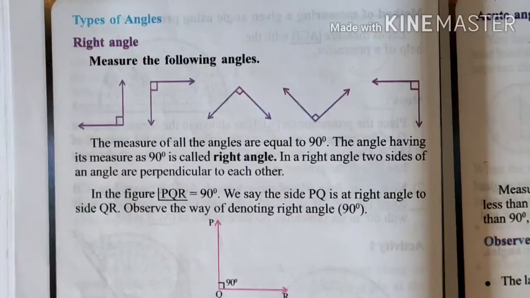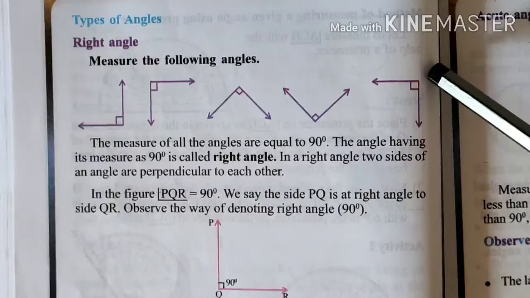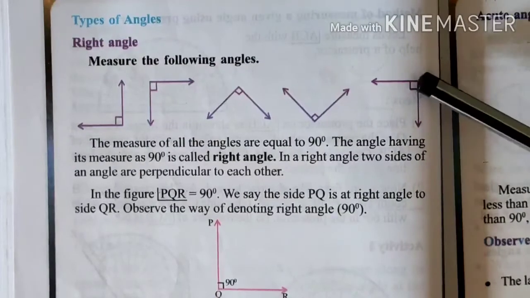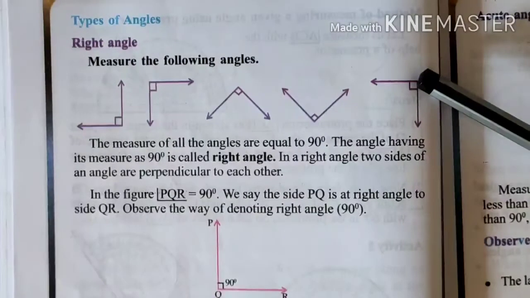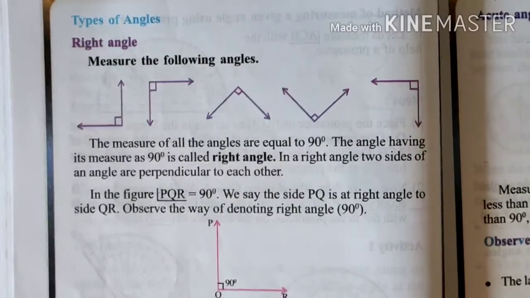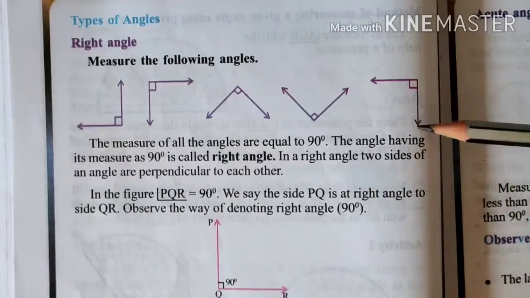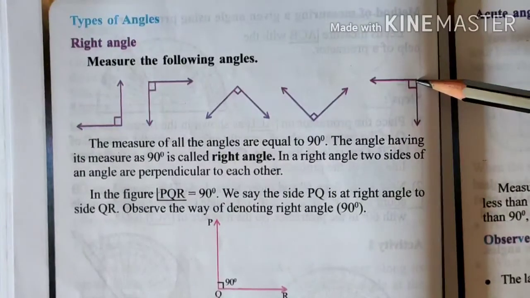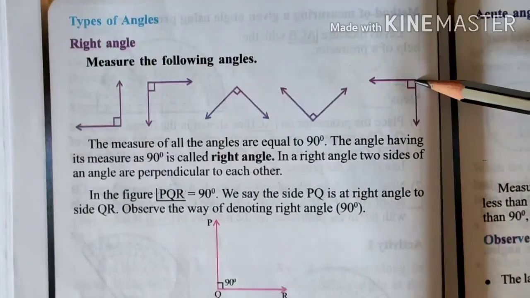In a right angle, two sides are perpendicular to each other. Perpendicular means two lines meeting at a point making a right angle. Then the line is known as a perpendicular line. Perpendicular means one line meeting the other line at 90 degrees. So that is called a perpendicular line.